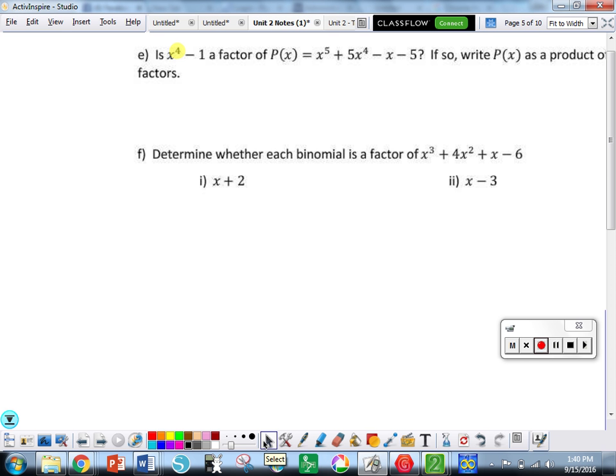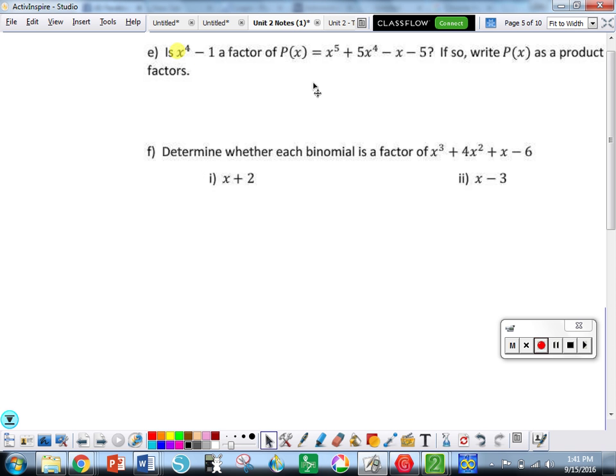How do I know if it's a factor? If the remainder is 0, right? In the very end, if the remainder is 0, I know it's a factor. This right here, this just means I'm dealing with a polynomial with the variable of x. Like that, it's nothing fancy. It just means I'm dealing with a polynomial, the variable is x.